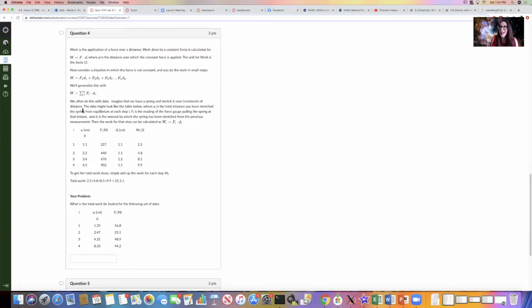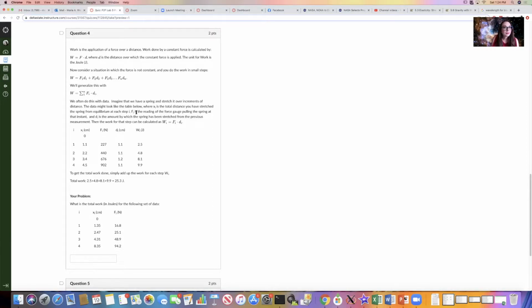This is what we're going to do in the lab this week. The data might look like this table below. Here, x sub i is the total distance you have stretched the spring from equilibrium at each step i. So we're going to do many different steps. F sub i is the reading of your force gauge pulling the spring at that instant. The force gauges are those little green things that have the spring inside, and when you pull on them, they measure a force. You have those in your lab kits.